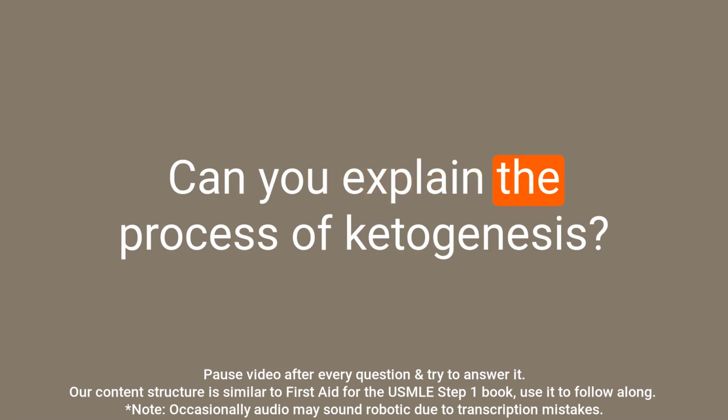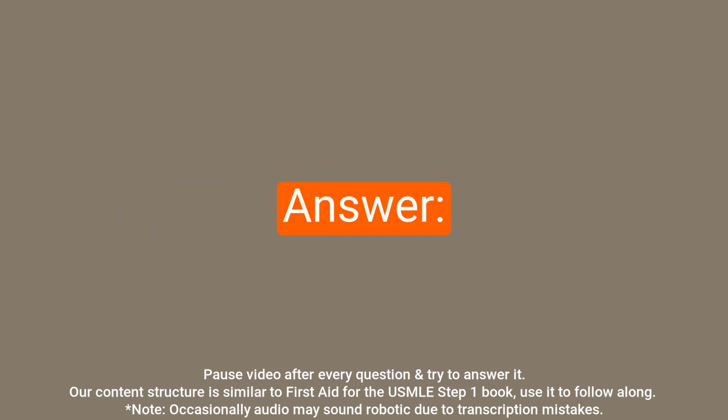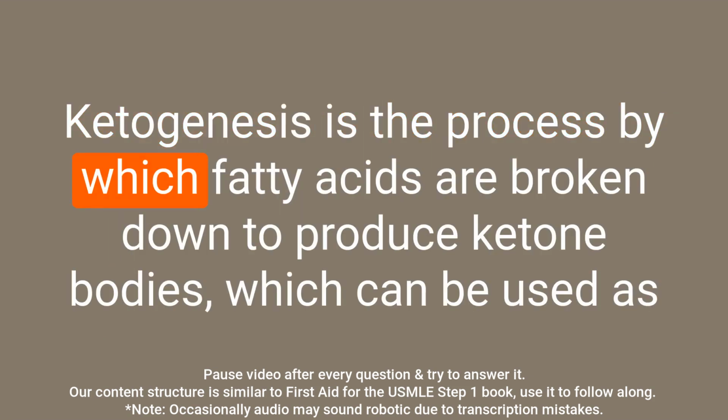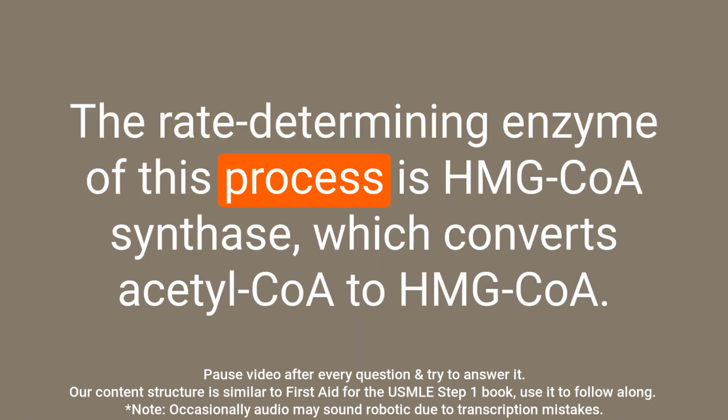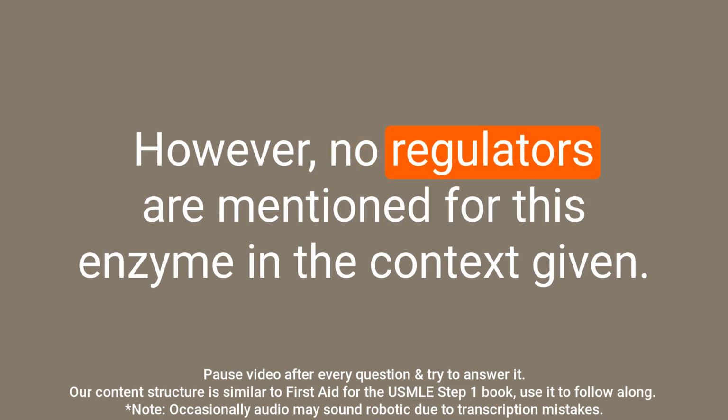Question: can you explain the process of ketogenesis? Answer: ketogenesis is the process by which fatty acids are broken down to produce ketone bodies, which can be used as an alternative energy source by the body during times of carbohydrate deprivation. The rate-determining enzyme of this process is HMG-CoA synthase, which converts acetyl-CoA to HMG-CoA. However, no regulators are mentioned for this enzyme in the context given.